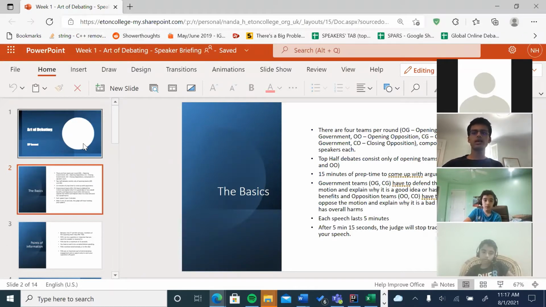So the government teams, opening government and closing government, have to defend the motion and argue in its favor and explain why it's a good idea, whereas opening opposition and closing opposition need to oppose the motion and explain why it's a bad idea. If you're doing a 3v3 debate, then the government team, since there's only 1 team, just argues why the motion is a good idea, whereas the opposition team argues why it's a bad idea.